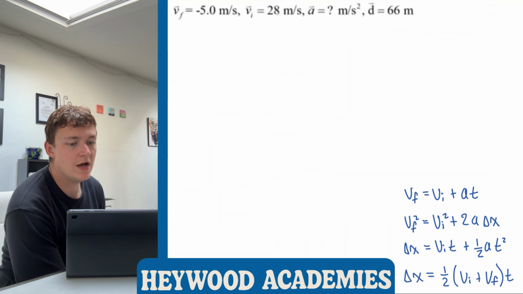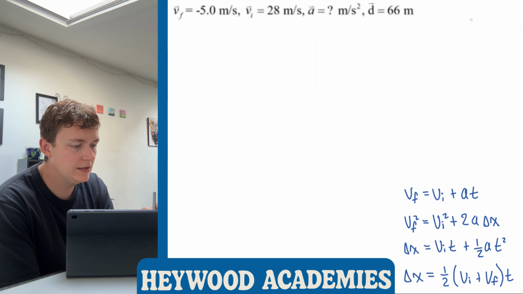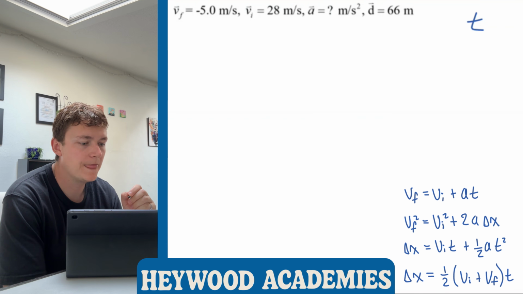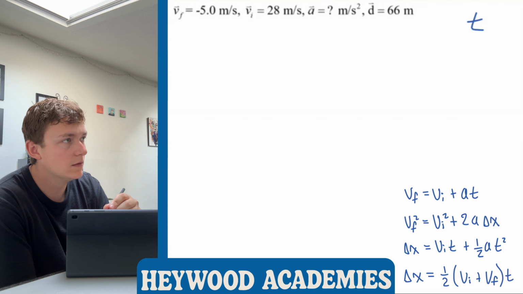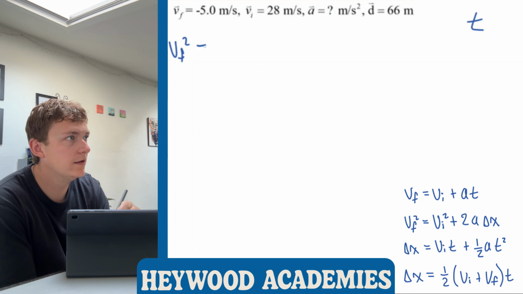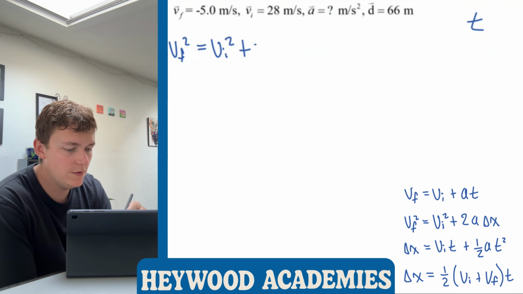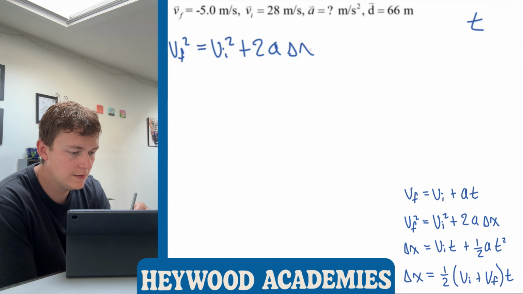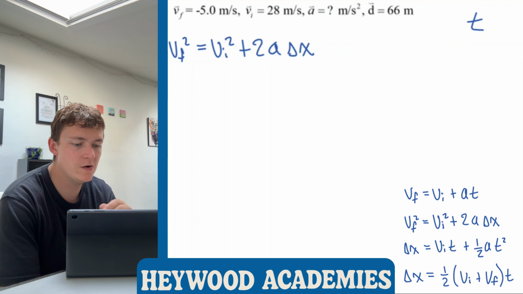All right, same style of question. What we don't have here and what we don't want is the time. So that means we're going to use the same equation. So V final squared is equal to V initial squared plus 2a delta x. And this time we're solving for the acceleration. So when we do our algebra and we rearrange this, it's going to look a little different.